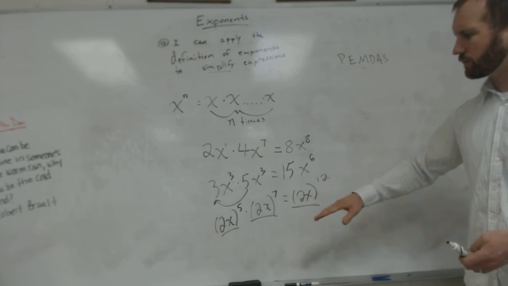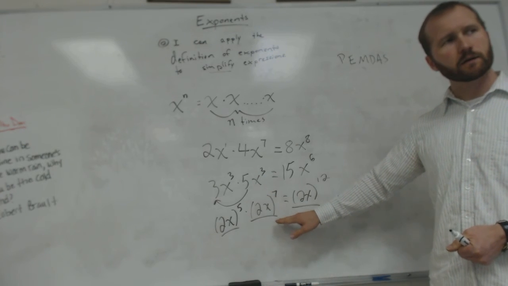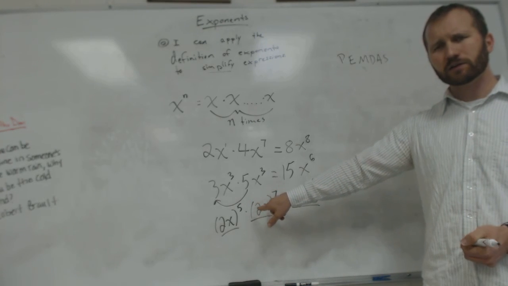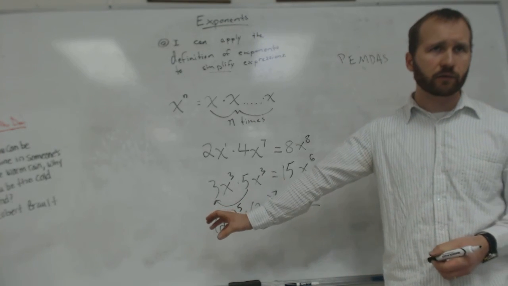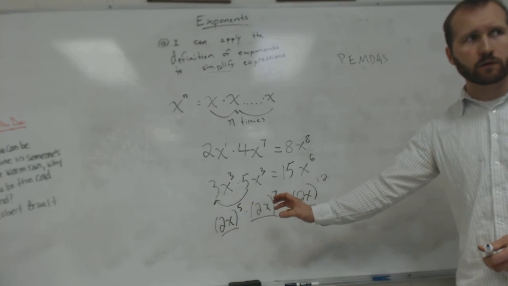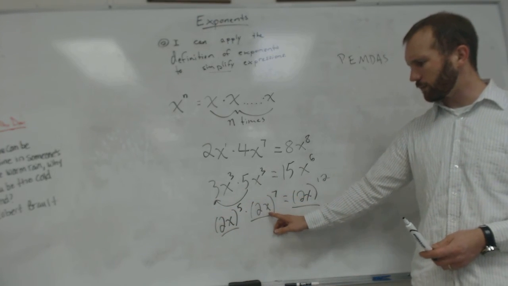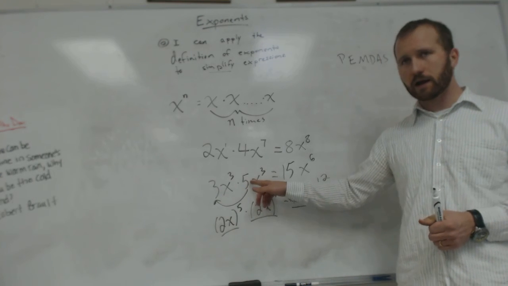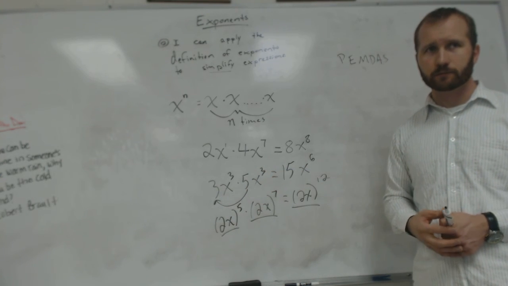You guys see the difference from this to this? This one, the base is in parentheses, so the 2 can't be separated off. Right? It stays with my base. In this case, I have to get that 5 out of the way because it's not part of my base.